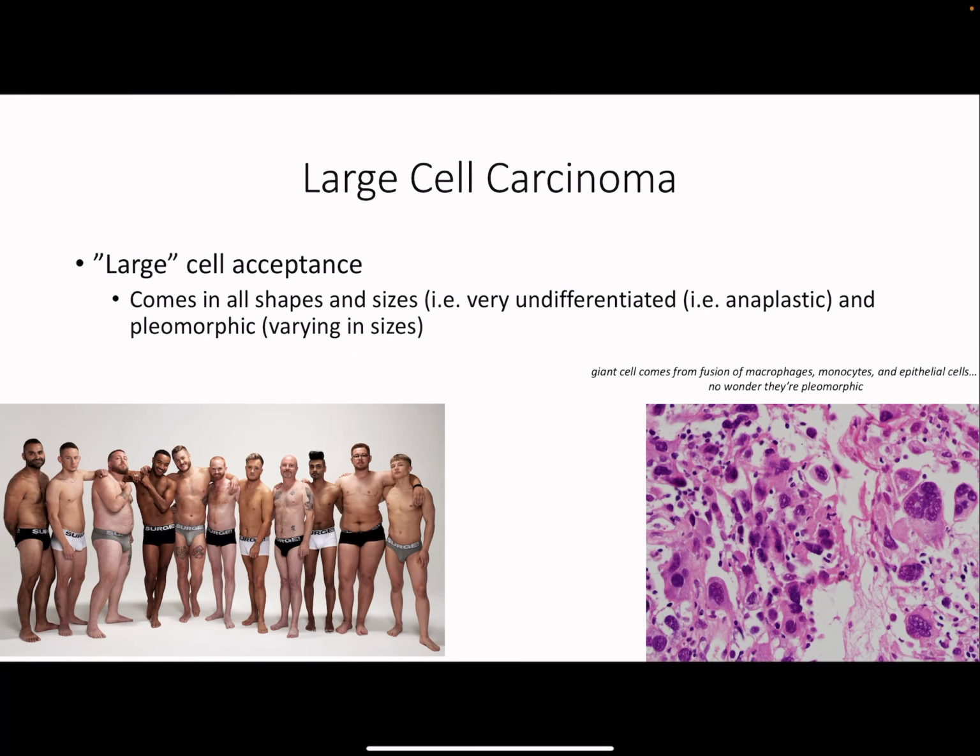Large cell carcinoma. Main feature here is that the cells are largely variable. So they're undifferentiated, which means anaplastic, and pleomorphic, which means they vary in size. And just look at all of these, huge variety of sizes. And partly this is because these often come from giant cells, which are a fusion of macrophages, monocytes, and epithelial cells. So no wonder that they would be pleomorphic, coming from a fusion of such a wide variety of cell types.